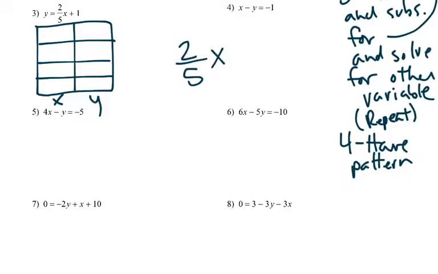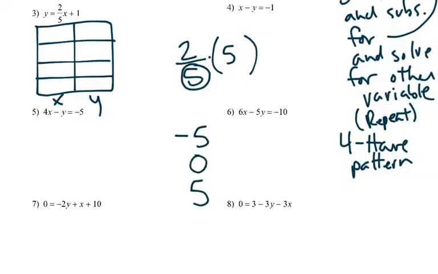I want to choose x. Okay? That's the one I'm going to choose. So what times 2/5 will stop me from having a fraction? Okay, well, it's 2 divided by 5, so the opposite would be timesing by 5. Okay, so I can pick a negative 5. I can pick a positive 5. I can also pick 0 because that gets rid of my fraction too. That's one I like as well. But what about one more number?